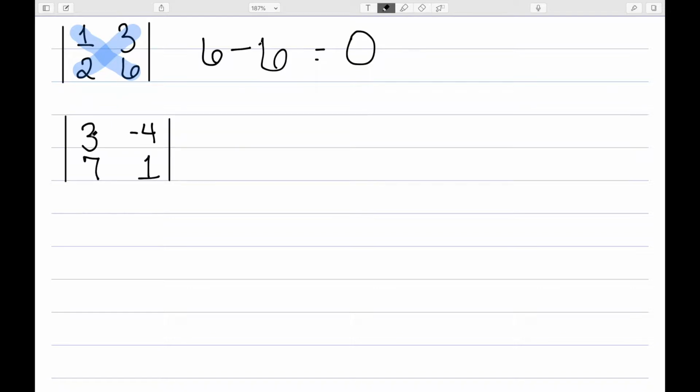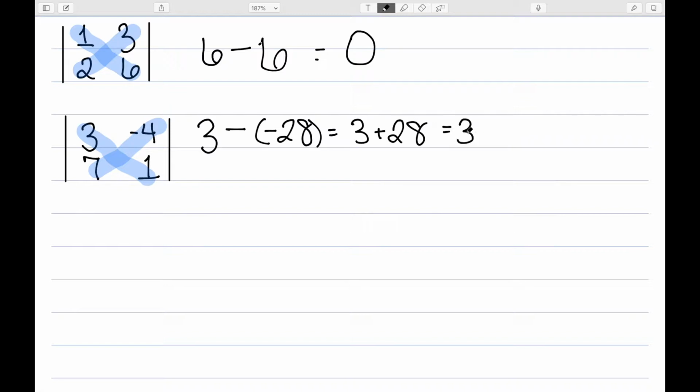If I look at the matrix 3, minus 4, 7, 1, multiplying this way would give me 3, minus multiplying this way, which is negative 28. So this is the same as 3 plus 28, or 31. So determinants can be positive, negative, or 0. They can be fractions or decimals. They can be any real number.